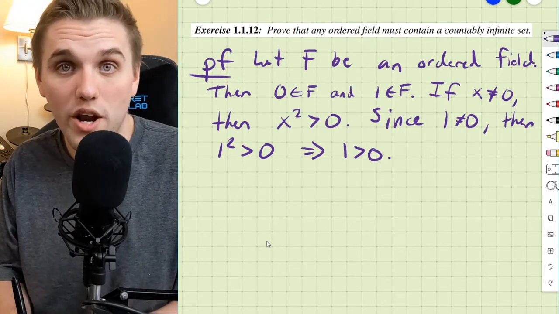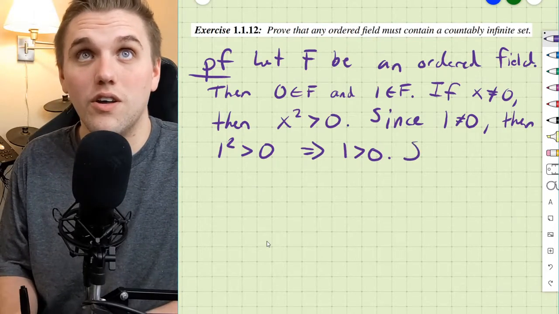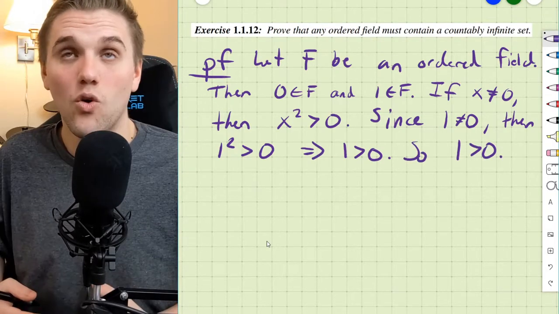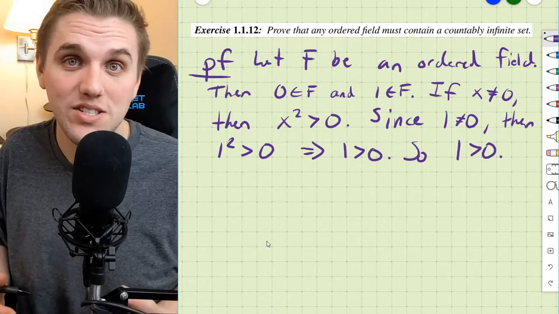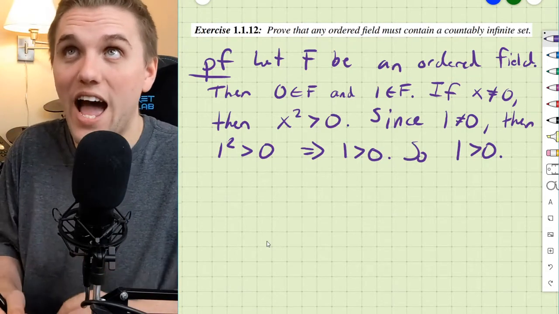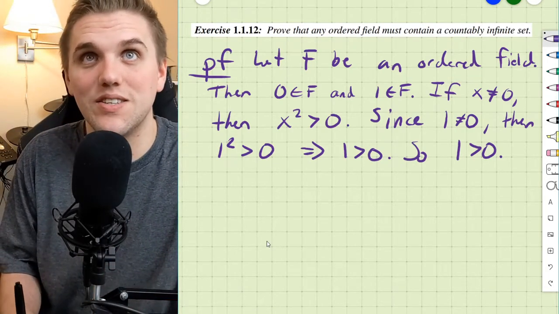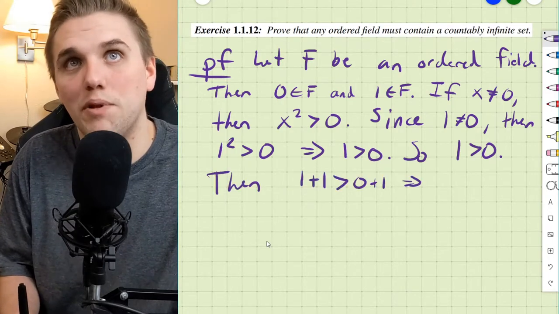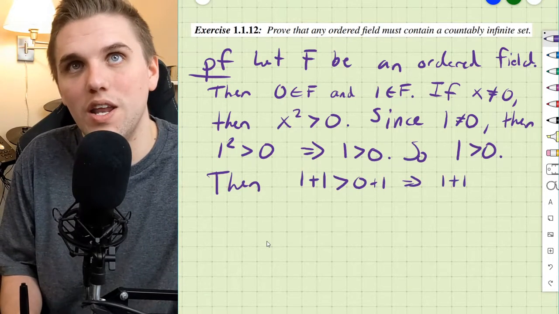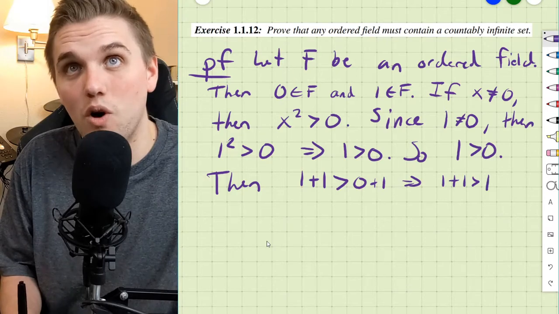So there we have it. 1 is greater than 0. We can add to both sides whatever element we want. We can add, for example, 1 on both sides, which would imply that 1 plus 1 is greater than 1.